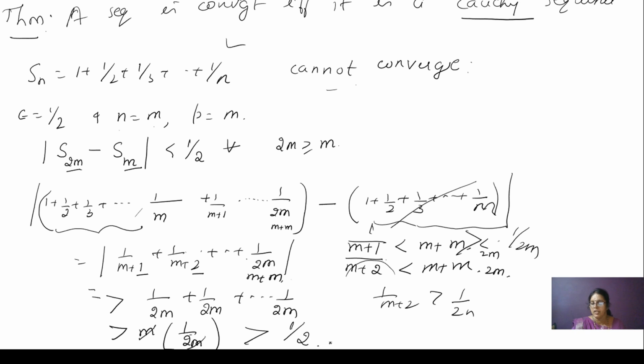But Cauchy's general principle, if you apply, we should get less than half. So we should get it as less than half. So here we got it greater than half. This means that if it satisfies Cauchy's general principle, it should be less than half. But we got it greater than half. This means that Cauchy's principle fails here. So the sequence cannot converge.